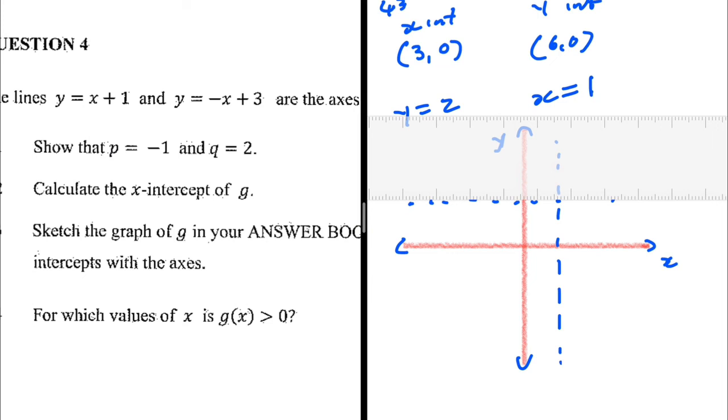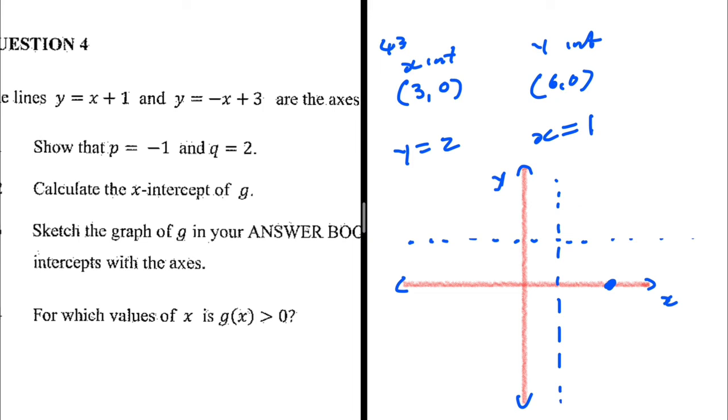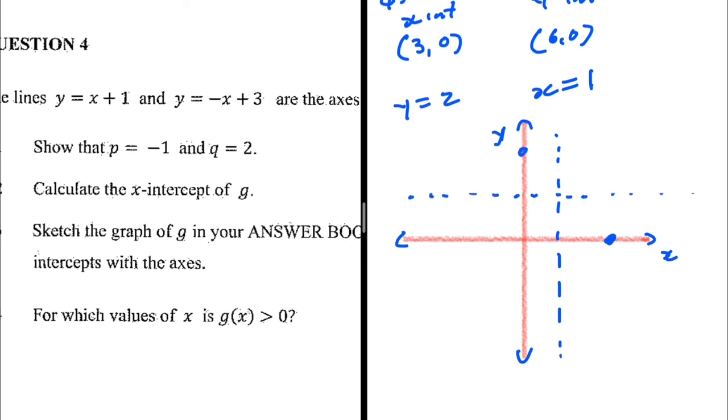And then we just need to place our intercepts now. We have an intercept when x is equal to 3. So if this is 1, then 3 should be somewhere here. So there we have our intercept, not asymptote. And then when y is equal to 6, here we have another intercept. So how is our graph going to look?